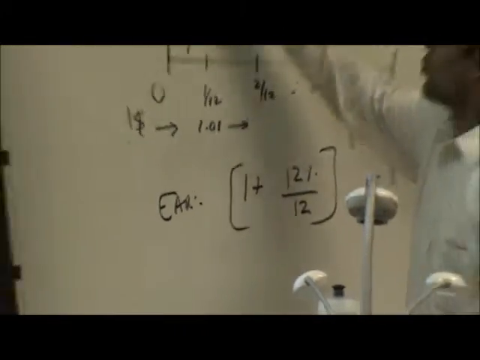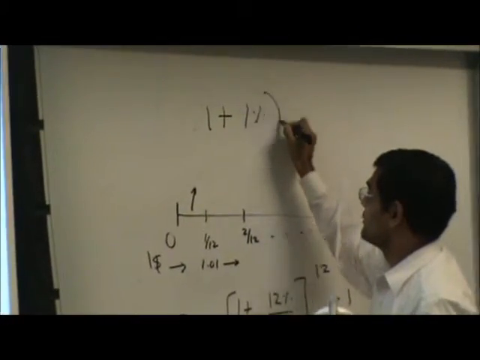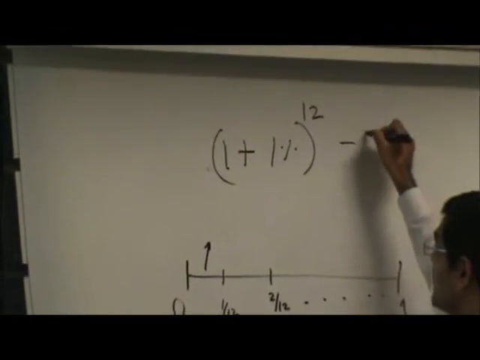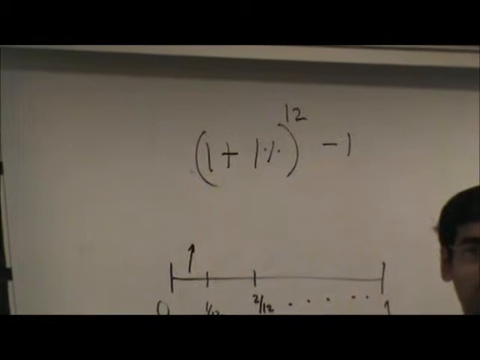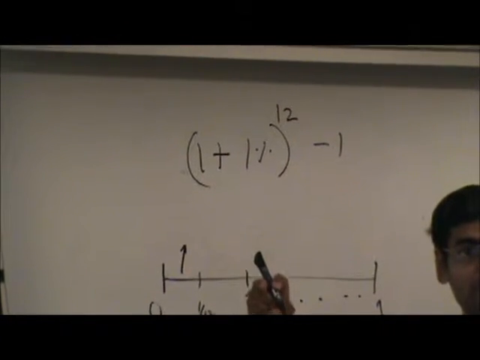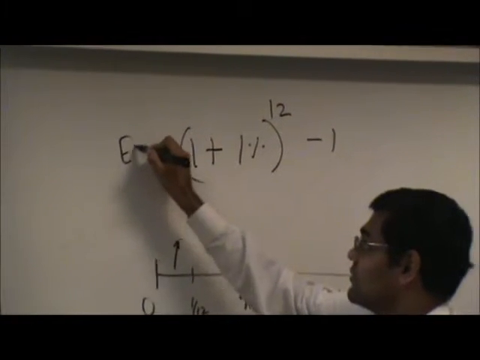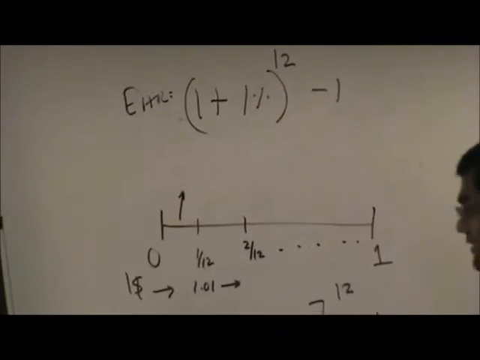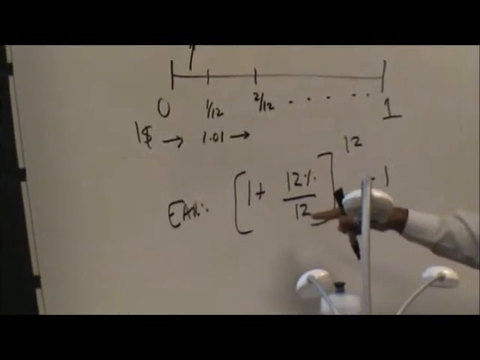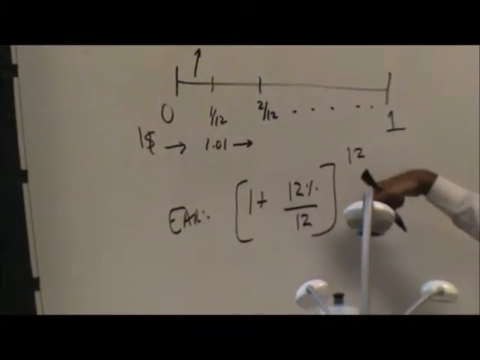Sometimes I might write it like this: 1 plus the monthly rate to the power 12, minus 1. These two are the same formula, you should not get thrown off, right? In one case, we said that it is annual rate divided by 12, which is 1%, and then we wrote it according to the formula, so it looks exactly like this formula.